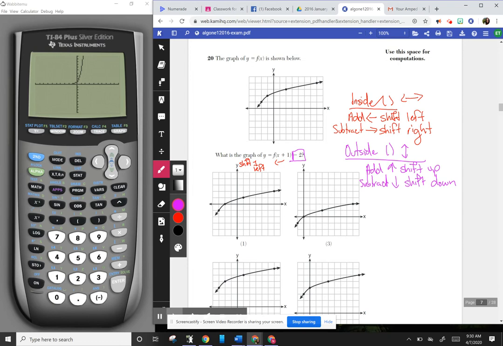So now we just need to look at every single graph and see which graph was shifted once to the left and 2 down.